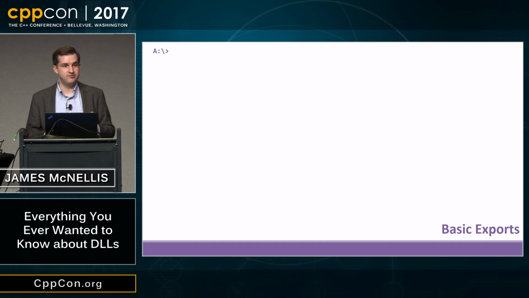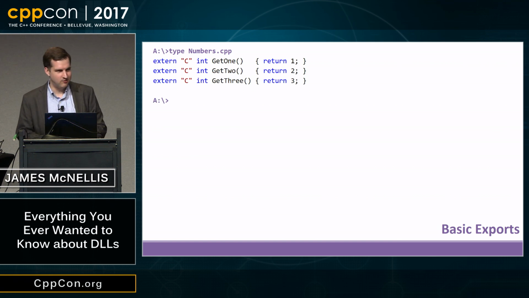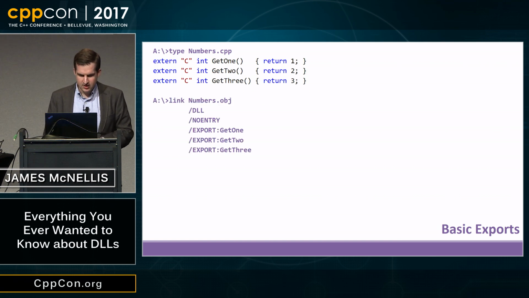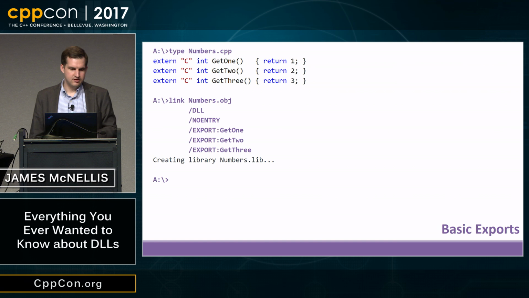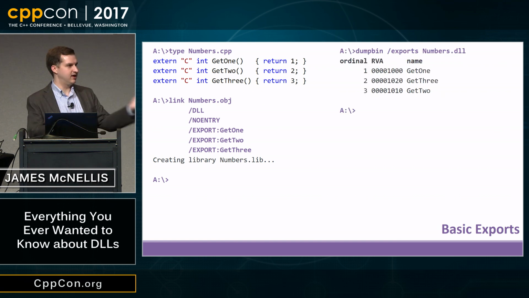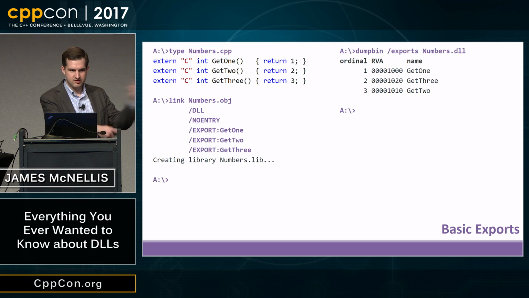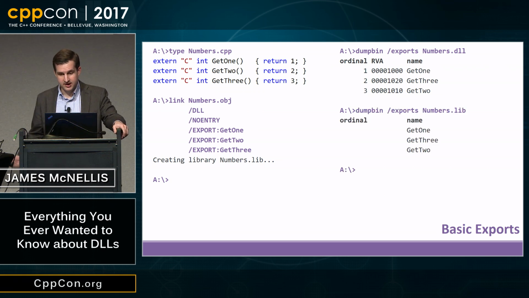I thought it'd be useful to have a DLL that has commonly used math constants. So to that, we're going to have these three functions now: get1, get2, and get3. And so from previously, we know that we can just pass /export for each one of those, create the DLL, and then if we dumpbin the exports, we'll see, okay, it exports all three of those. So that's just the same as we were doing before, except now we have three of them. And if we look in the library, it also has all three of them.